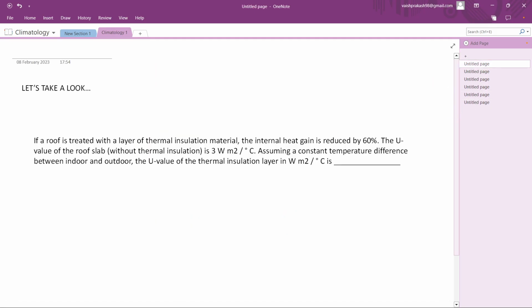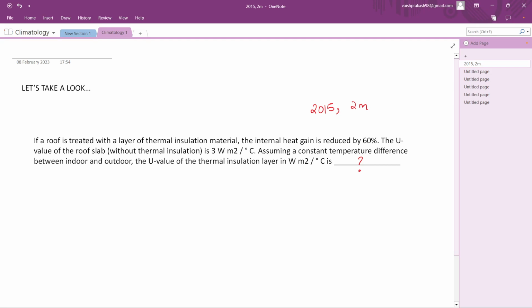Let's look at a question that has appeared before in GATE 2015. This was a numerical question that was for 2 marks. Let's read the question first. It says, if a roof is treated with a layer of thermal insulation material, the internal heat gain is reduced by 60%. The U value of the roof slab without thermal insulation is 3 watt per meter square per degree centigrade. Assuming a constant temperature difference between indoor and outdoor, the U value of the thermal insulation layer in watt per meter square per degree centigrade is dash.